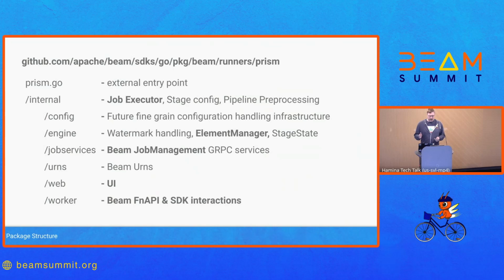But it has a couple of different job-based packages for whatever tasks it needs to do. In the root directory, we have literally the main entry point, prism.go. But then there are no other immediate sub-packages aside from the internal package. An internal package in Go is very much the most private package that you can get.